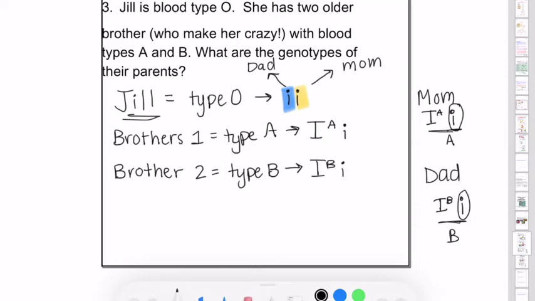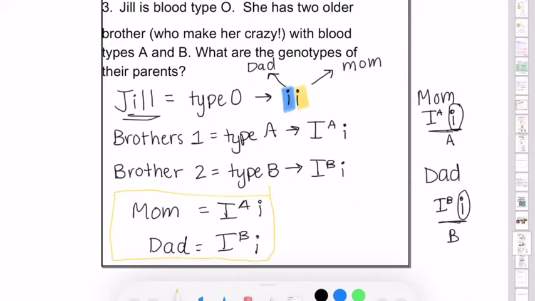So the question is asking, what are the genotypes of the parents? Well, mom is IAi, and dad is IBi. It might be switched, but either way, one of the parents is IAi and the other is IBi. Okay, so this would be our answer.